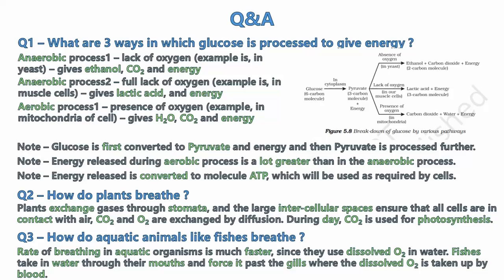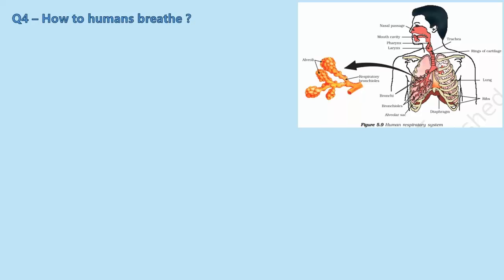Okay, so what happens? The fishes open their mouth and they suck in the water, and they force it to pass through the gills, and from the gills it goes outside. Okay, when it passes through the gills, the oxygen dissolved in water is absorbed into the fish's blood. That's how aquatic animals breathe. How do humans breathe? Okay, the respiration system in humans is pretty complicated. Therefore, it is explained step by step with the image.